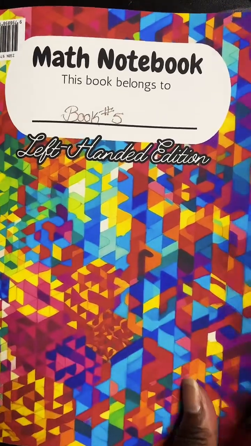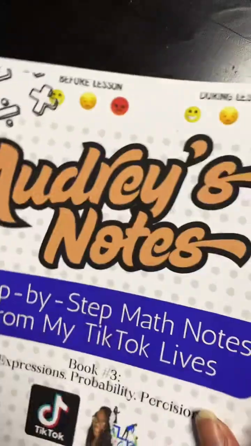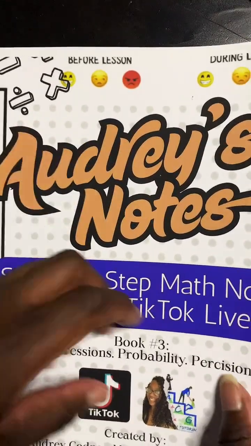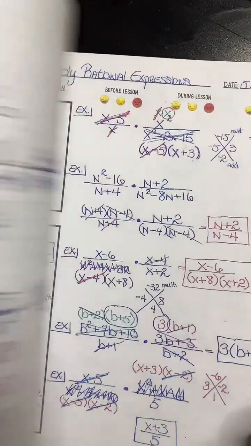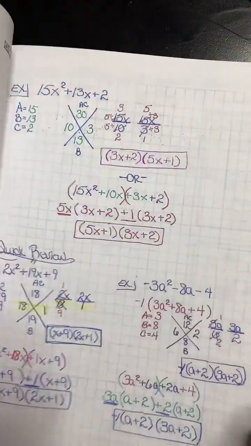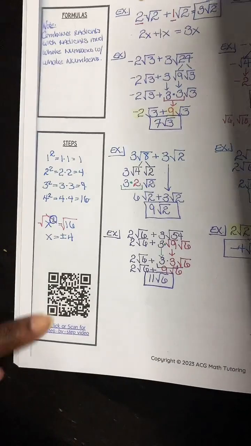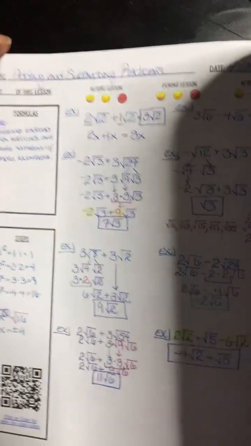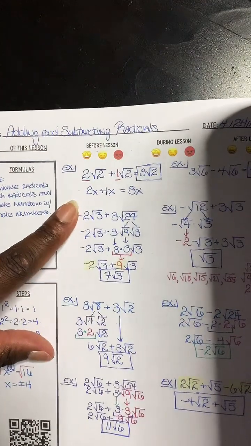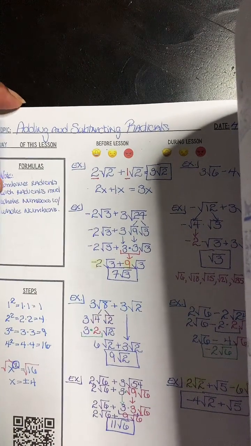Now, if you like my notes, but you kind of like your notes better, I have what's called Audrey's notes. Audrey's notes is just me making copies of all the notes that I've done since February the 2nd. Right now we're currently on book 5, so this is book 3. There's a QR code for each of the concepts. If you scan the QR code, it will take you directly to the live that's associated with these notes. So it's almost like you're having me as a tutor, and you can just pick and choose what you want.